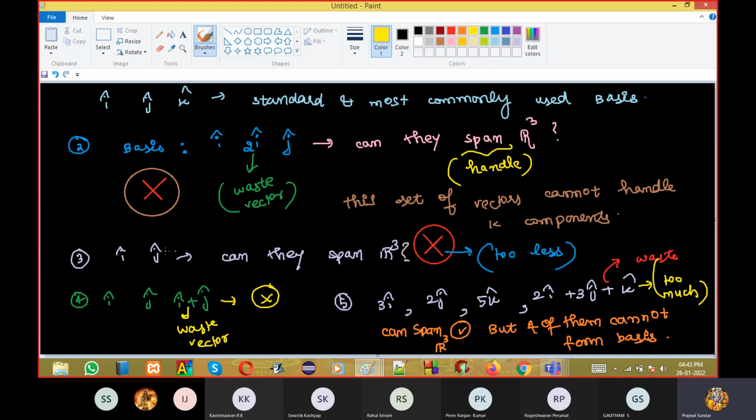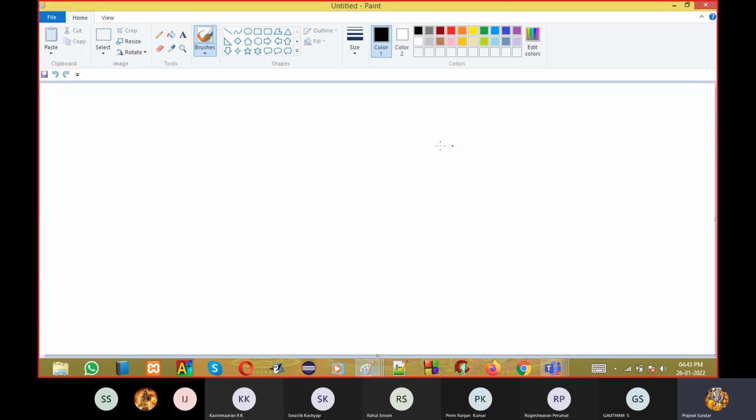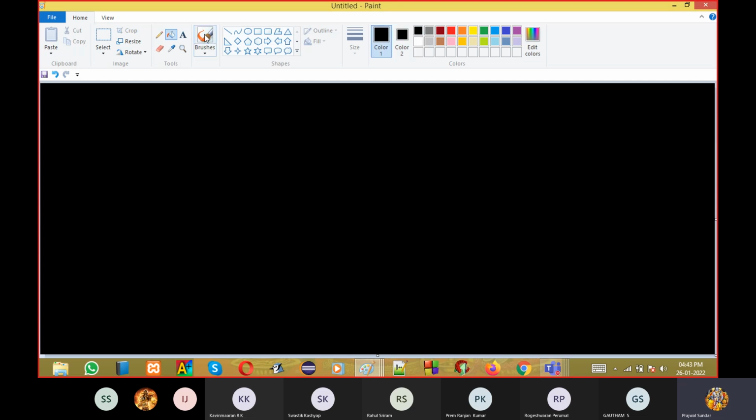Why? Here there are only 2 vectors. This is too few. Here there are 4 vectors. This is too many. These 5 examples you should try to reanalyze. If you sit and reanalyze these 5 examples, then you will come to 2 conclusions. What are those conclusions? I'm going to write them now.